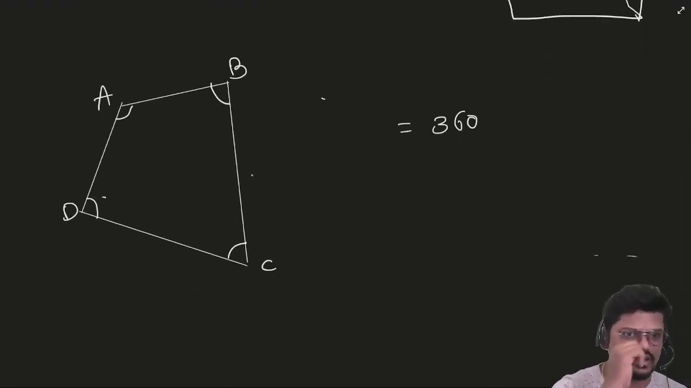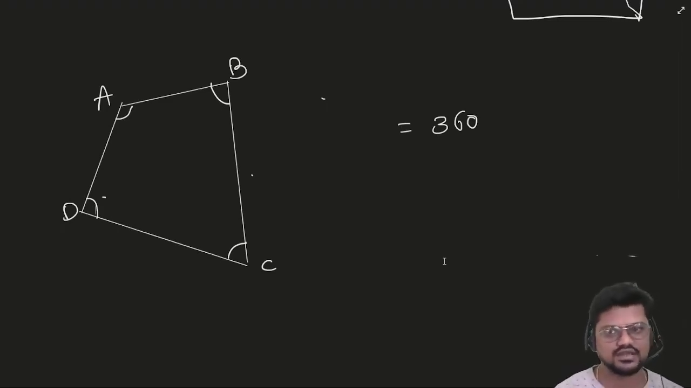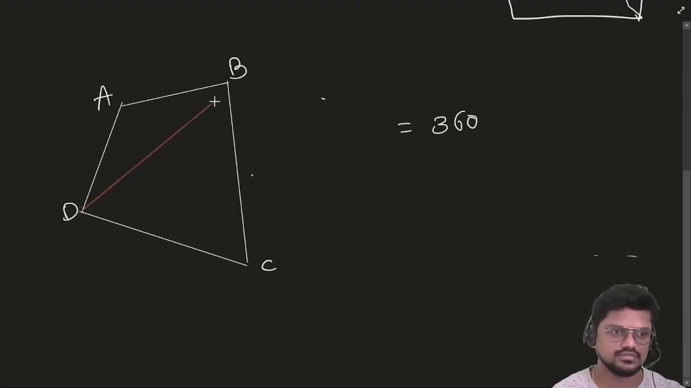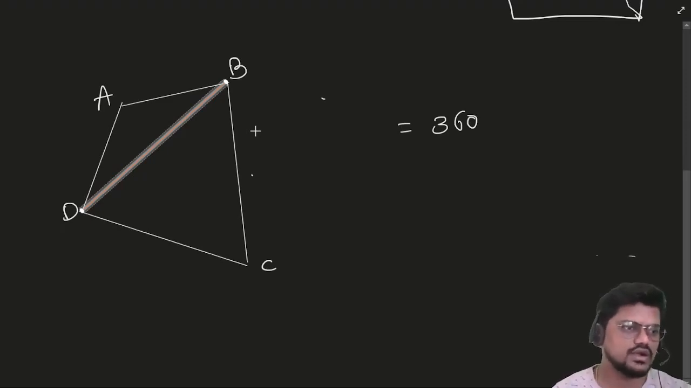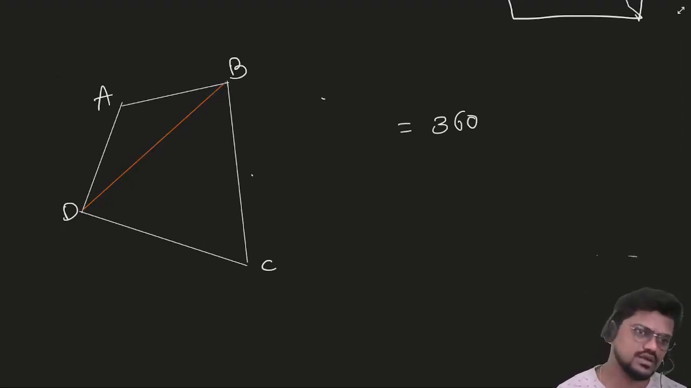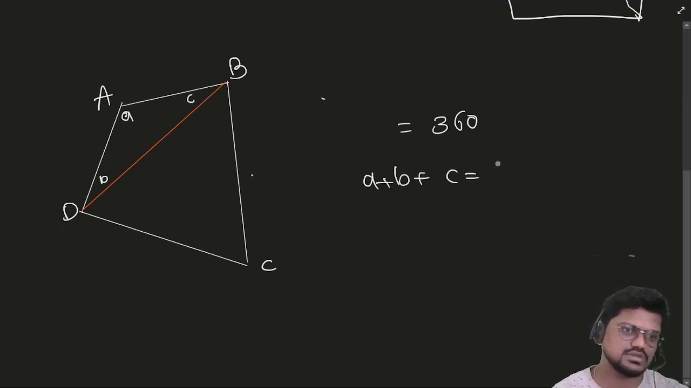As you know, in a triangle it is always 180 degrees. Now why is it always 360 degrees here? Can anyone tell the reason? Suppose I draw a diagonal in this quadrilateral. I know that the angle sum property of a triangle is always 180 degrees. That means if I say A, B, C, then A plus B plus C is always how much? 180 degrees.